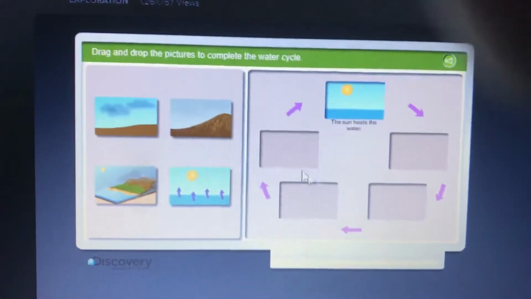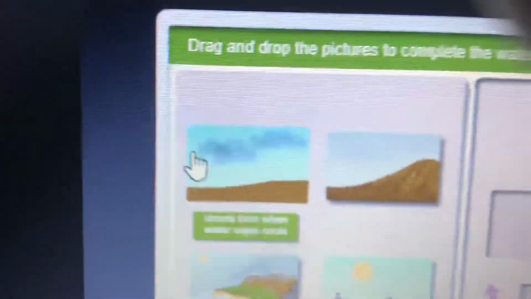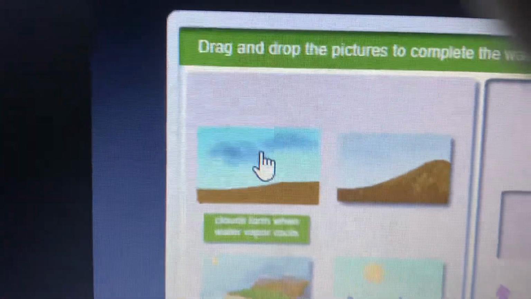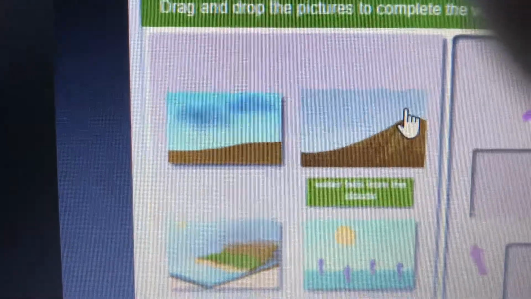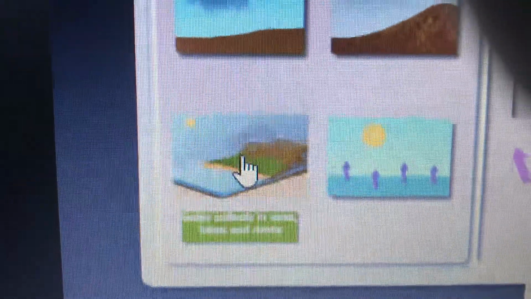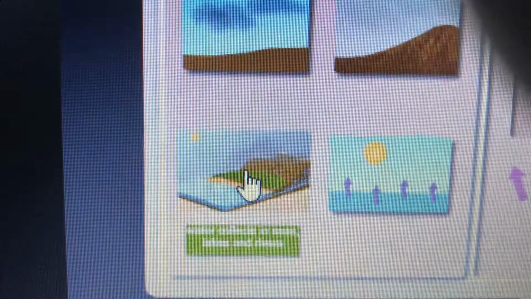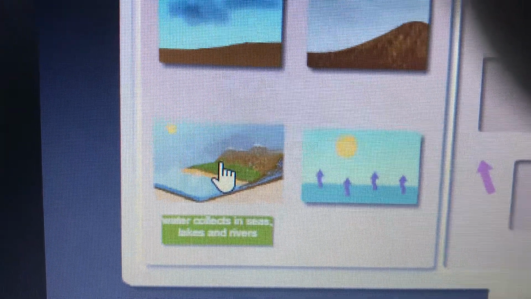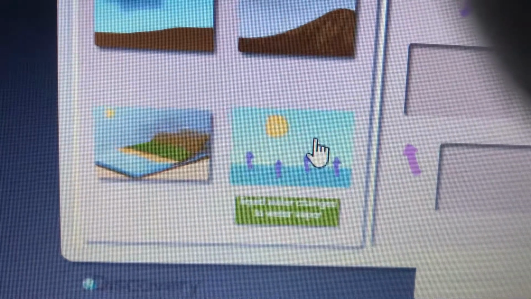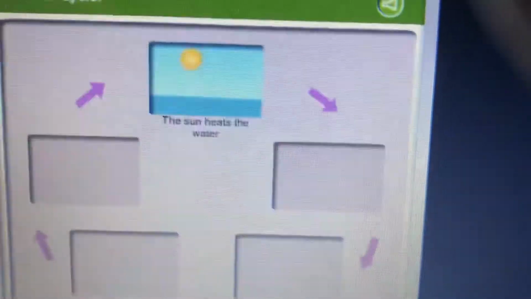So what we need to do is we're looking at these things. Let's look at this one. It says clouds form when water vapor cools. That one says water falls from the clouds. That one says water collects in seas, lakes, and rivers. And then this one says liquid water changes to water vapor. So over here, what we have is the sun heats up the water.